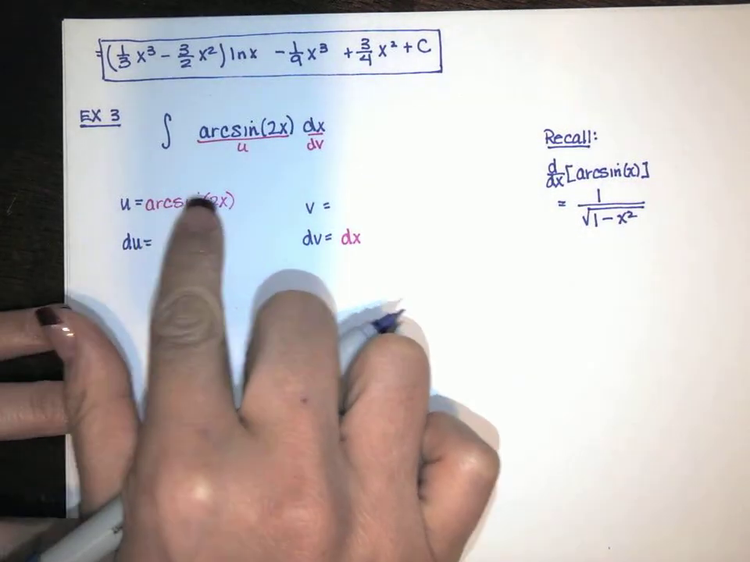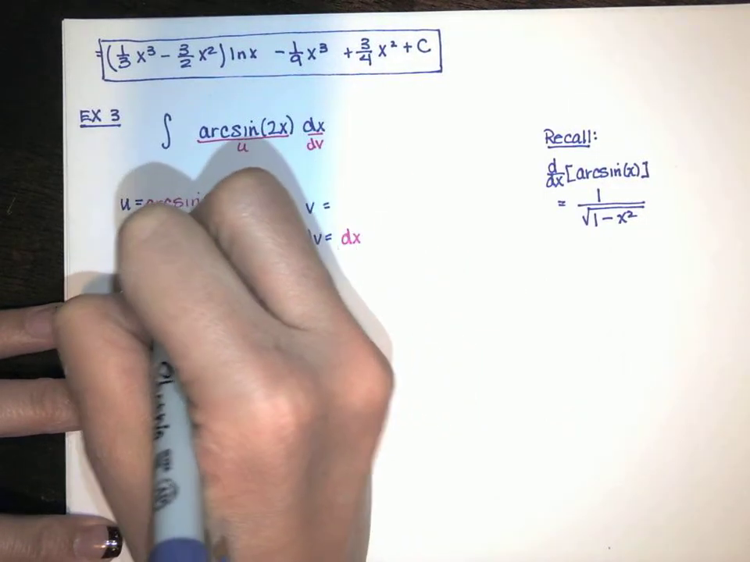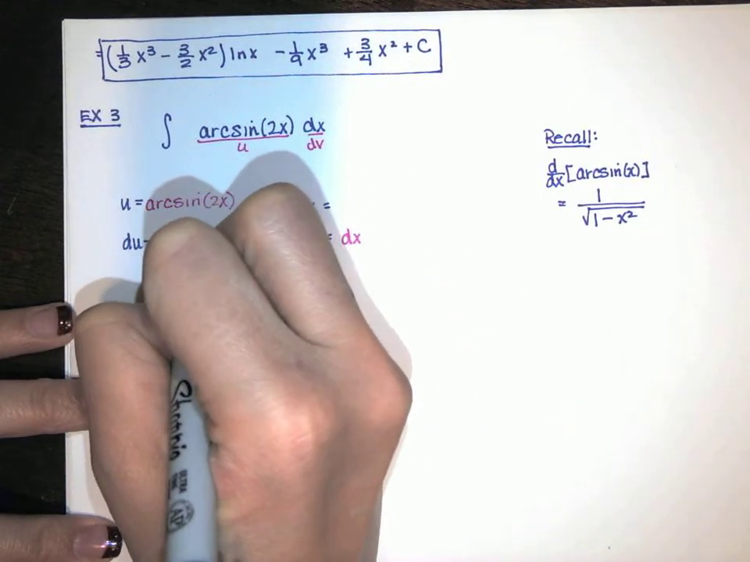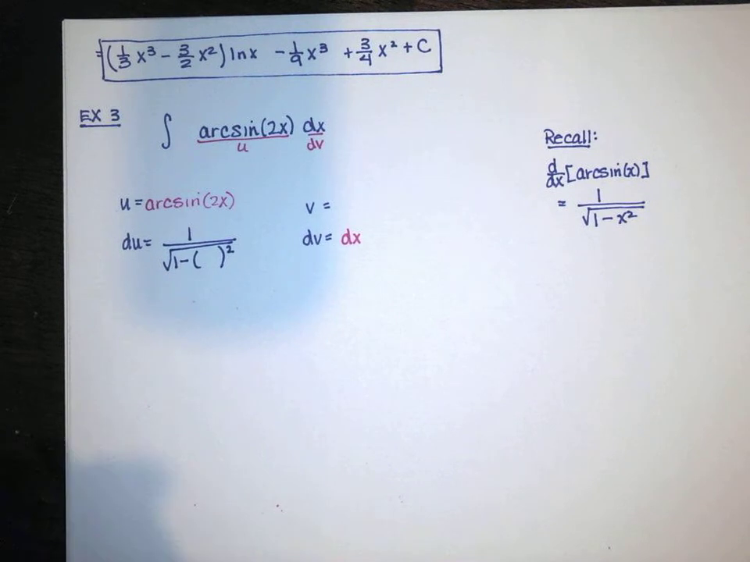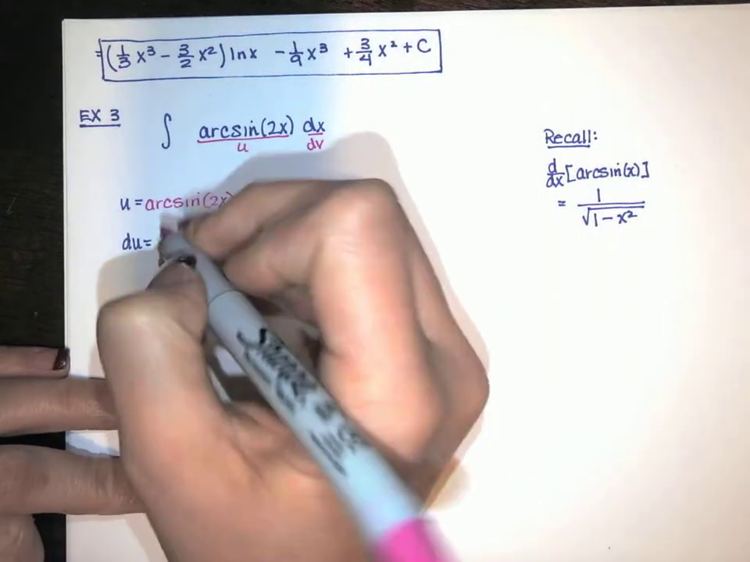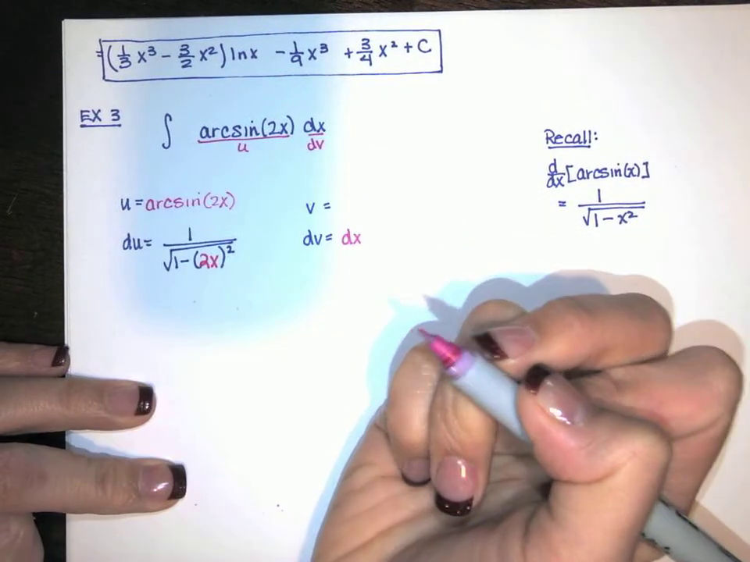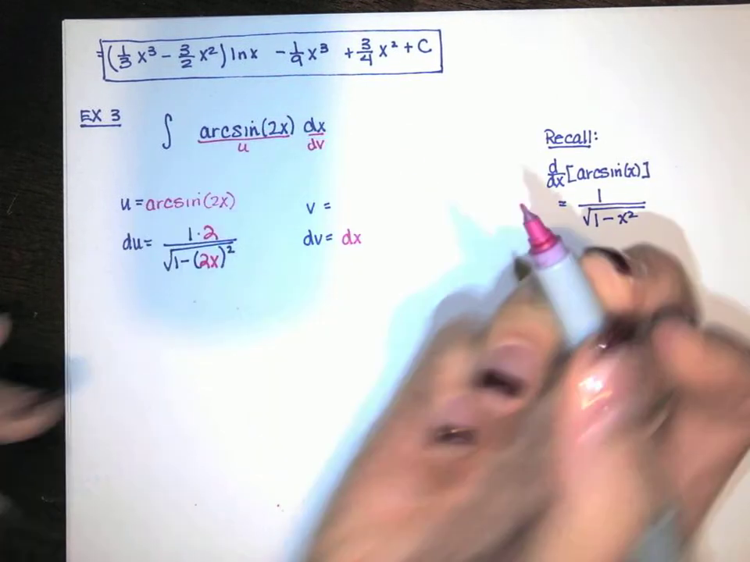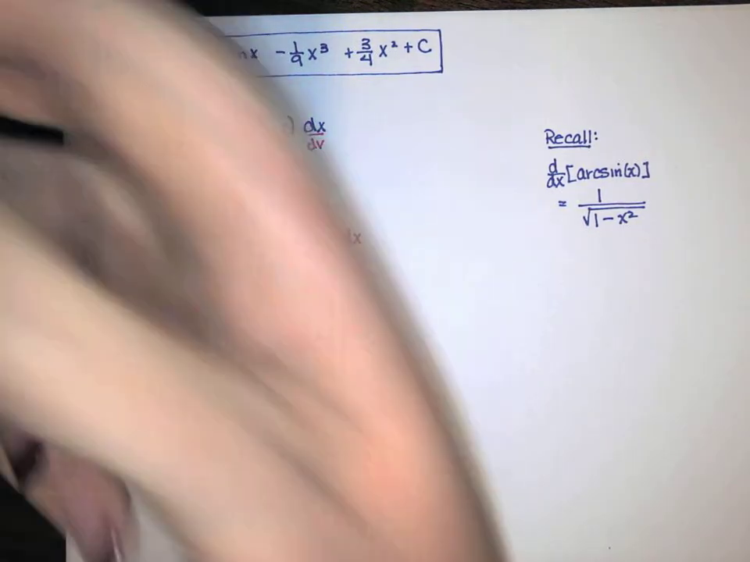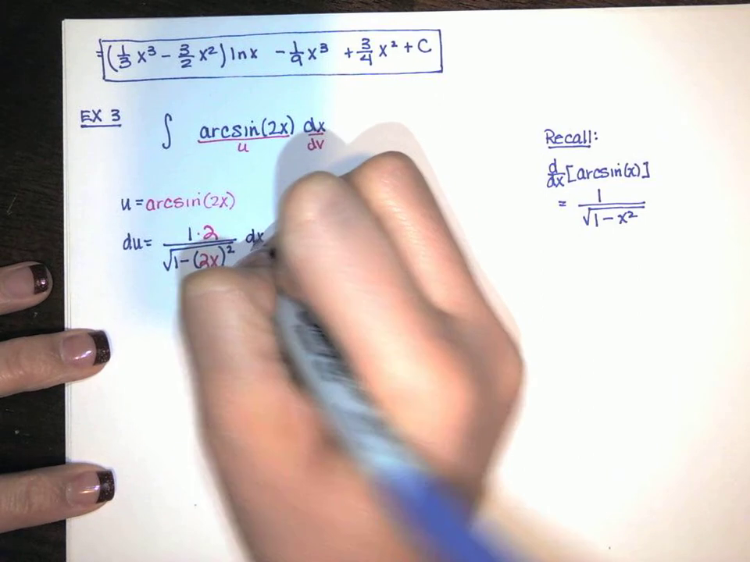So the derivative of arc sine of 2x is 1 over the square root of 1 minus my inside function squared. My inside function is 2x times the derivative of the inside. Derivative of the inside is a 2. That can go in the numerator. Don't forget to multiply by dx.